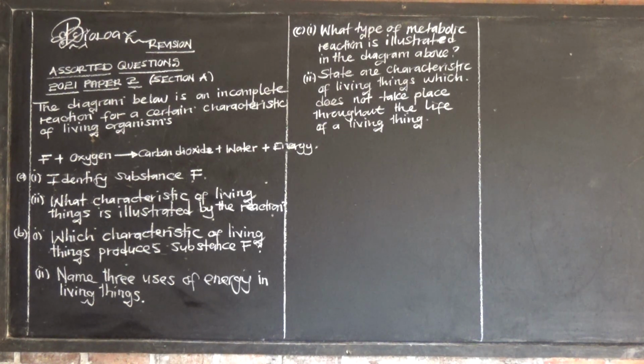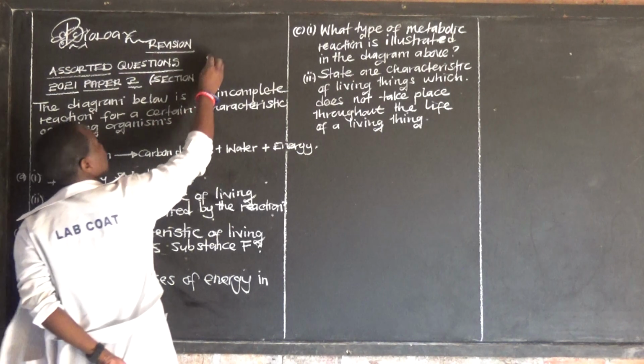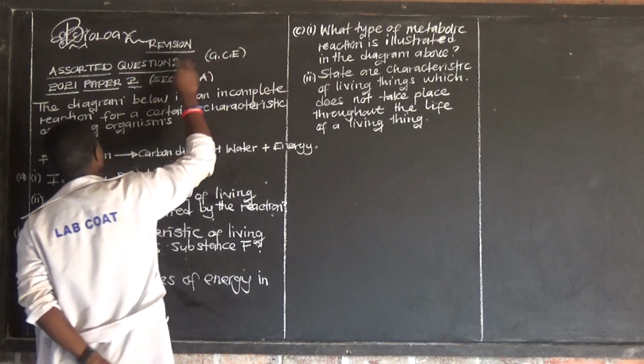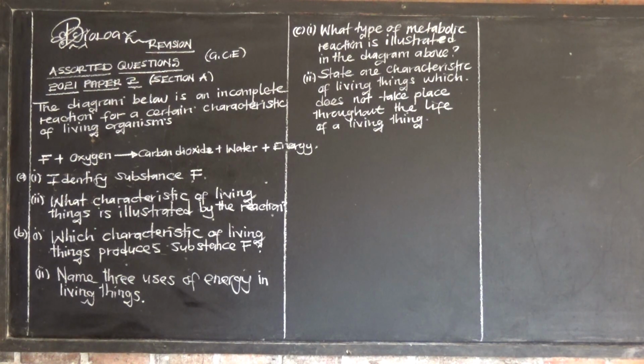2021 paper 2, this is G.C.E, it's supposed to be G.C.E, take note. This one is supposed to be G.C.E, not intention. Okay? So this was question number 1, pertaining to section A. So this was our first question.